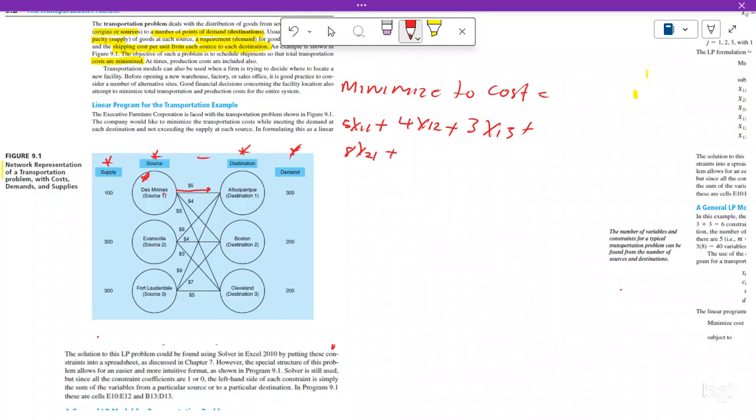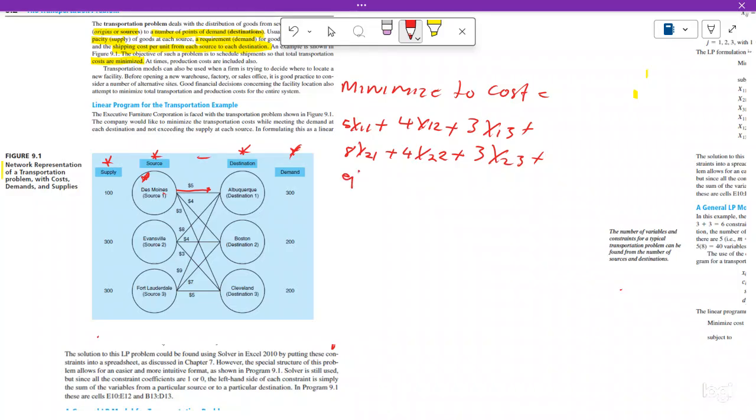Plus 4x22 plus 3x23. So you put a plus there. Okay, then we are on that one.